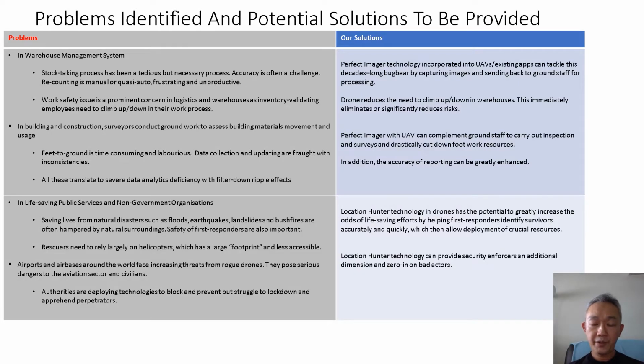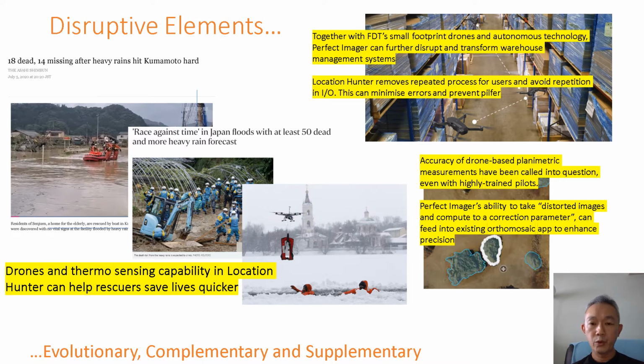I've identified two IPs, Perfect Imager and Location Hunter. This slide gives a broad illustration about where some of the IPs can be applied in various environments, and I also talk about some of them to give some kind of visualization in the scenarios. Just like a picture tells a thousand words, most people can relate better to images.